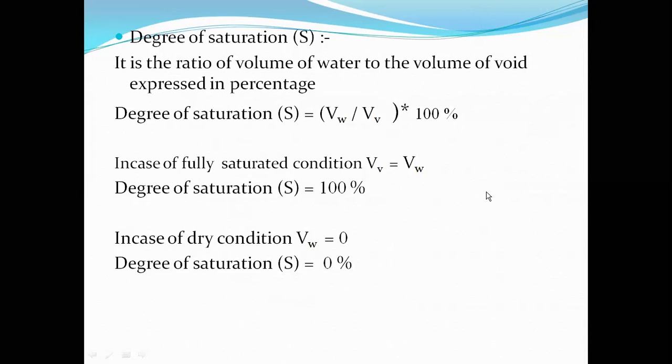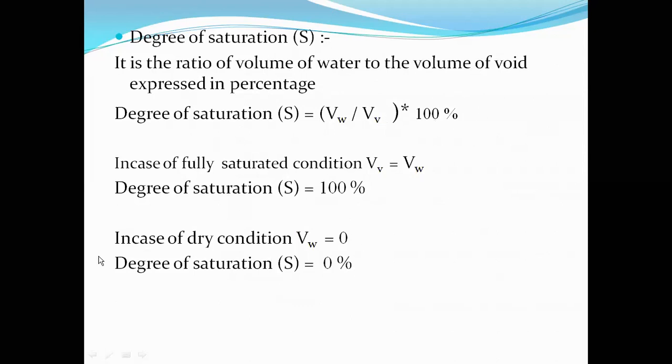Now there are two conditions: either fully saturated or dry. In the fully saturated condition, obviously, the complete vacant or void portion is filled with water. There won't be any void left. So volume of void is equal to volume of water, since it is completely filled with water. If I substitute volume of water instead of volume of void, they cancel. How much is the value? It's going to be 100%.